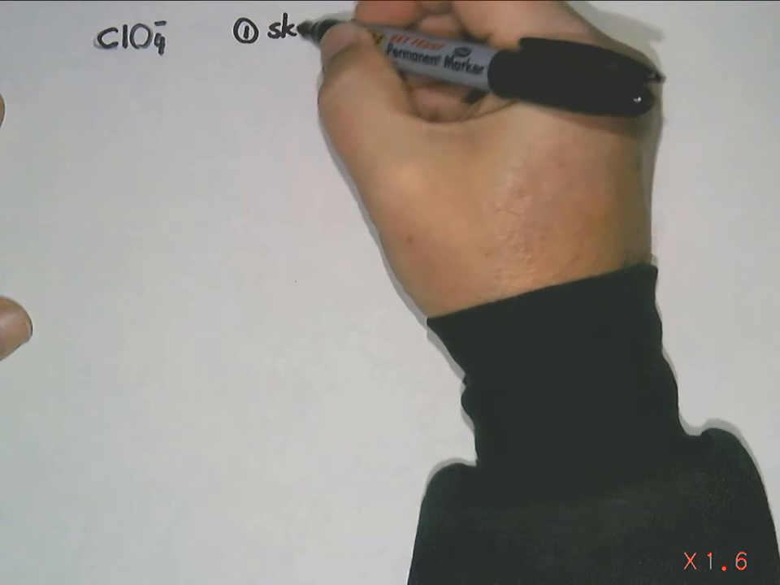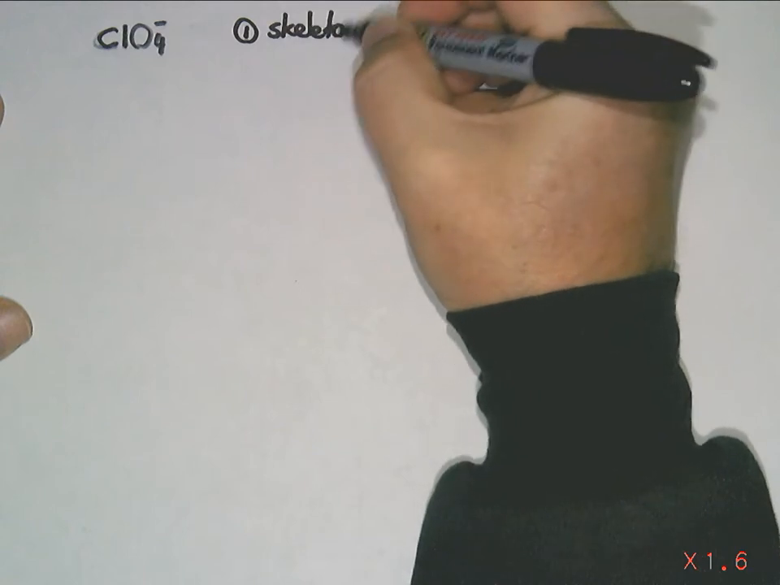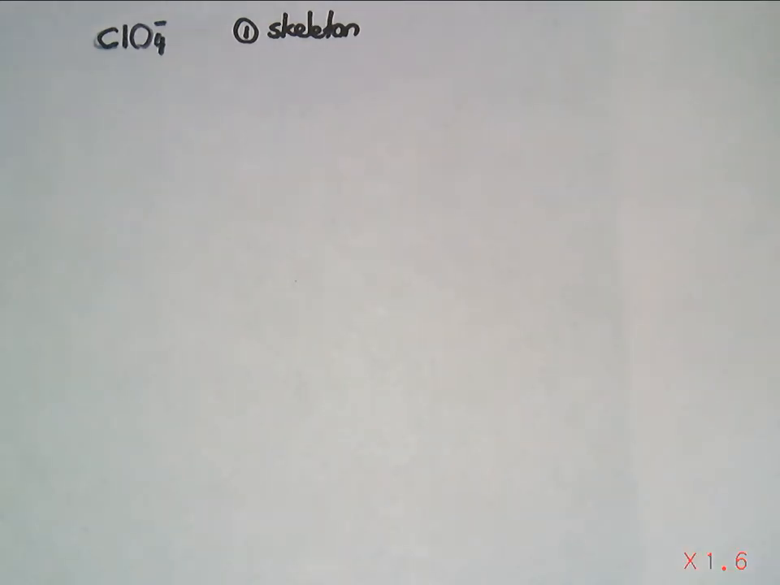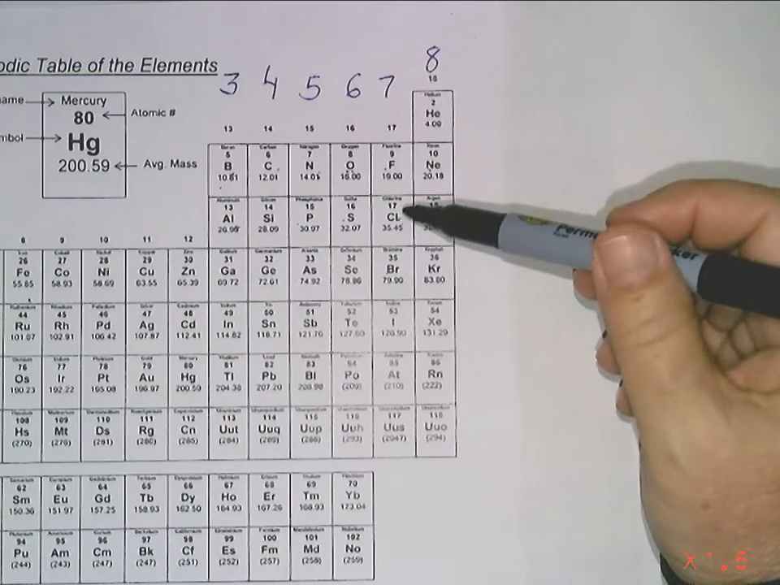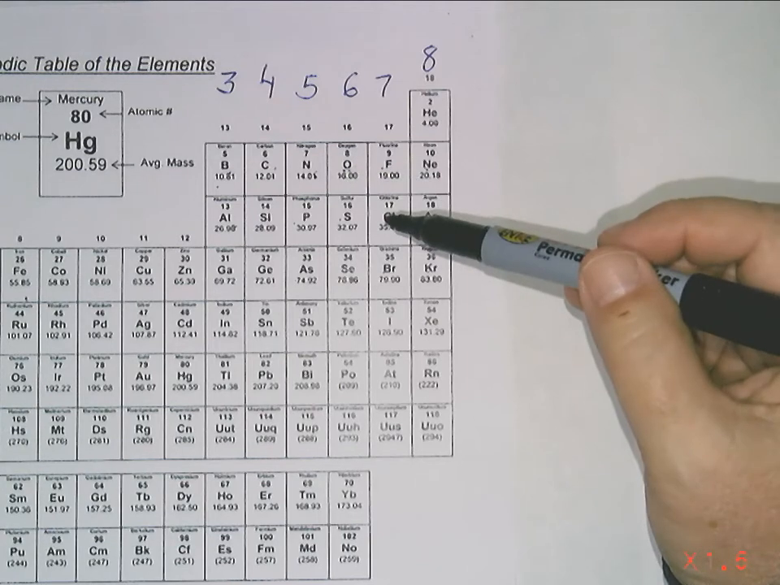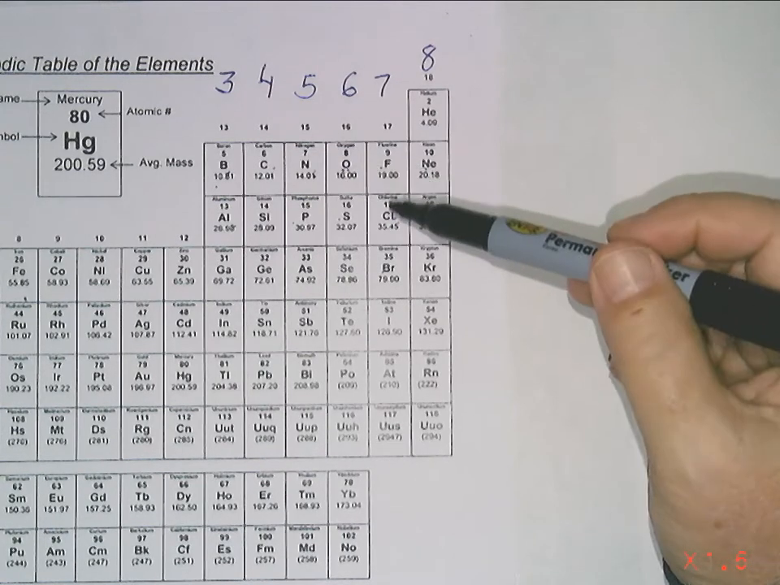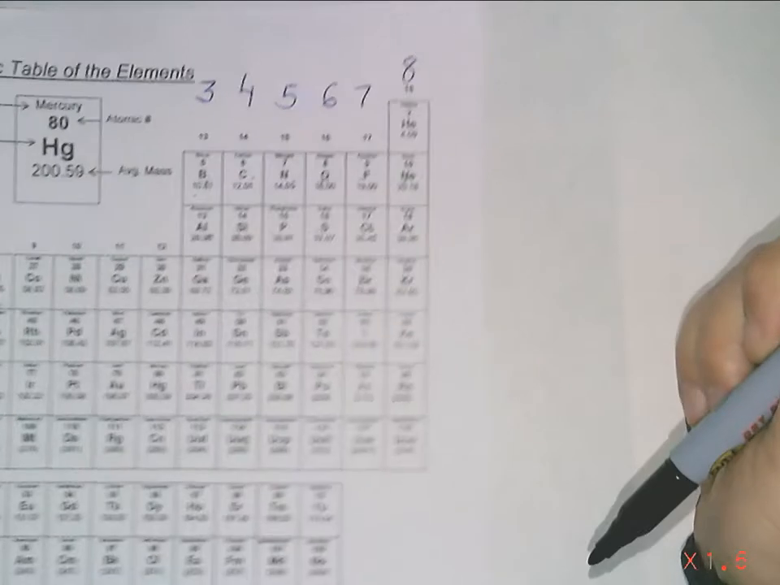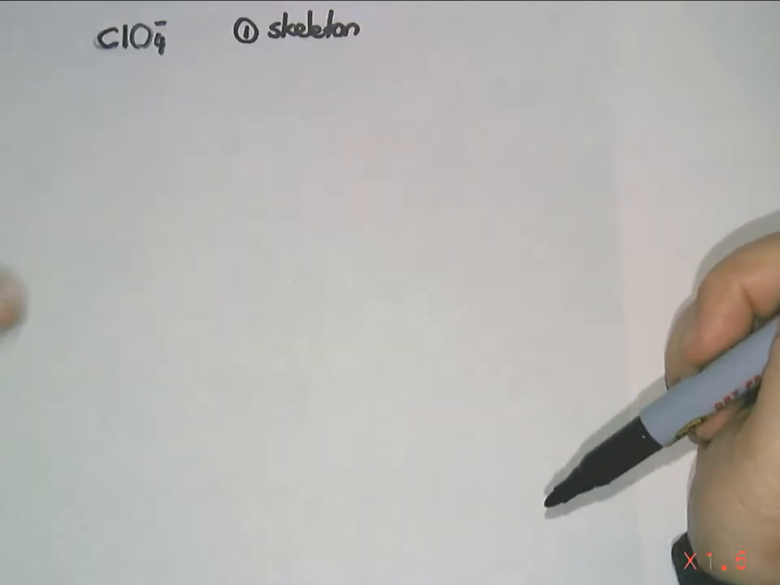Step 1, draw a skeleton structure. That puts the atom that is closer to the center of the table in the center of the structure. Now, this is a little iffy, I guess. Which of these two are closer to the center of the table, the O or the Cl? I would say the O is on the edge of the table, so I'm going to try and put the Cl in the center.